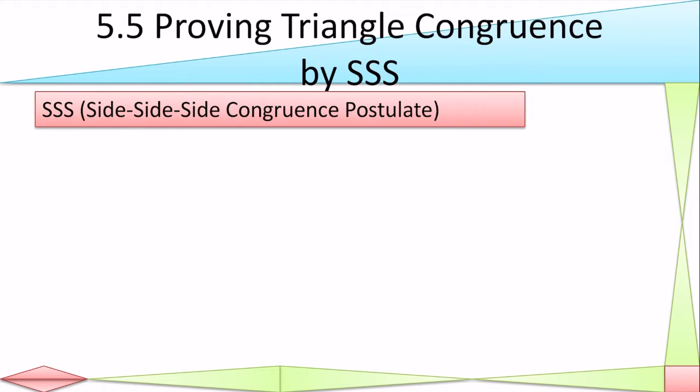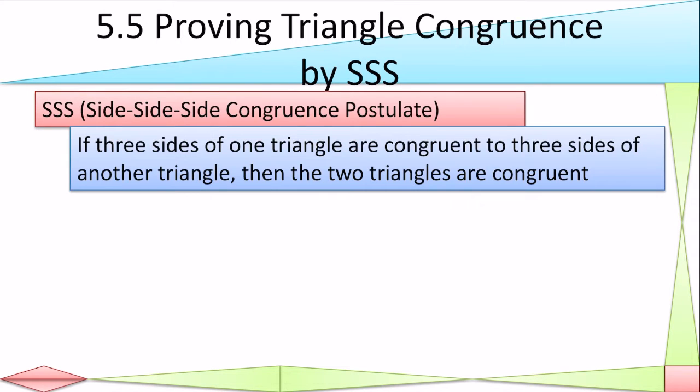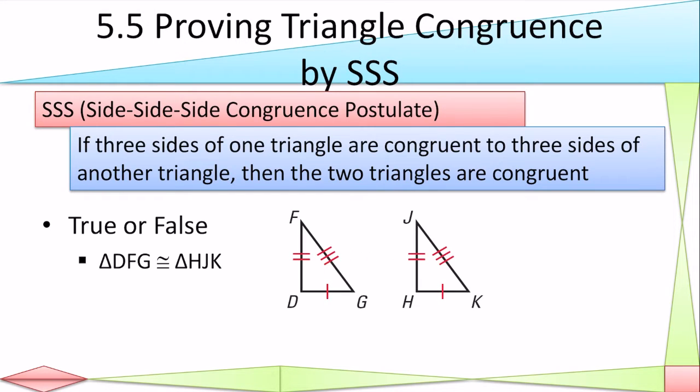SSS stands for side-side-side congruence postulate, and it says that if three sides of one triangle are congruent to the three sides of another triangle, then the two triangles are congruent. So true or false? Are these two triangles congruent? And you look at that and say, yes! I see the three sides of one triangle are congruent to the three sides of the other triangle.